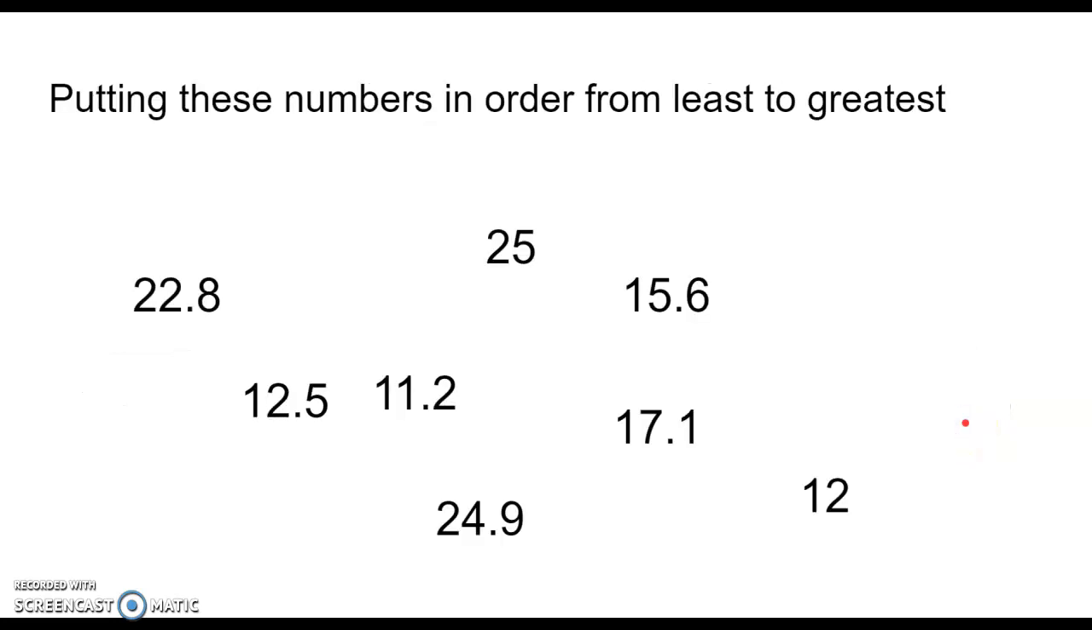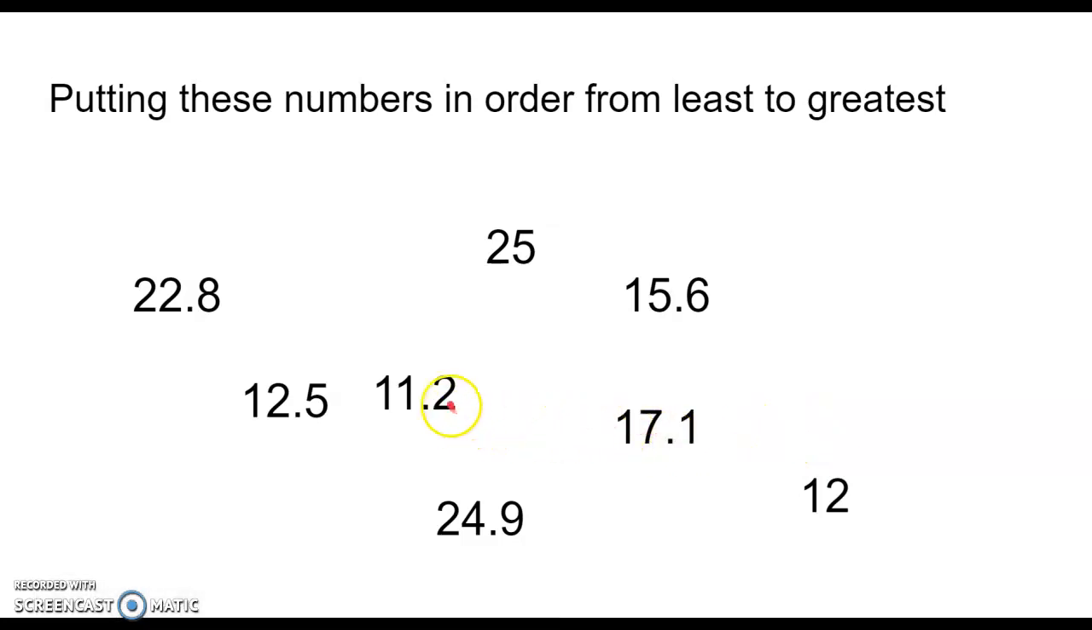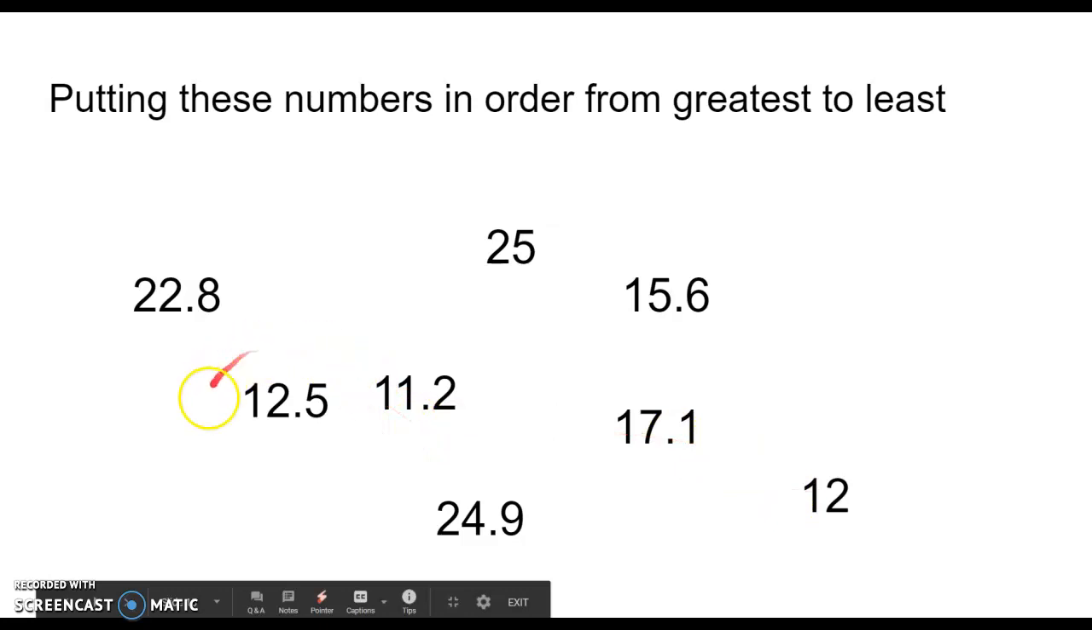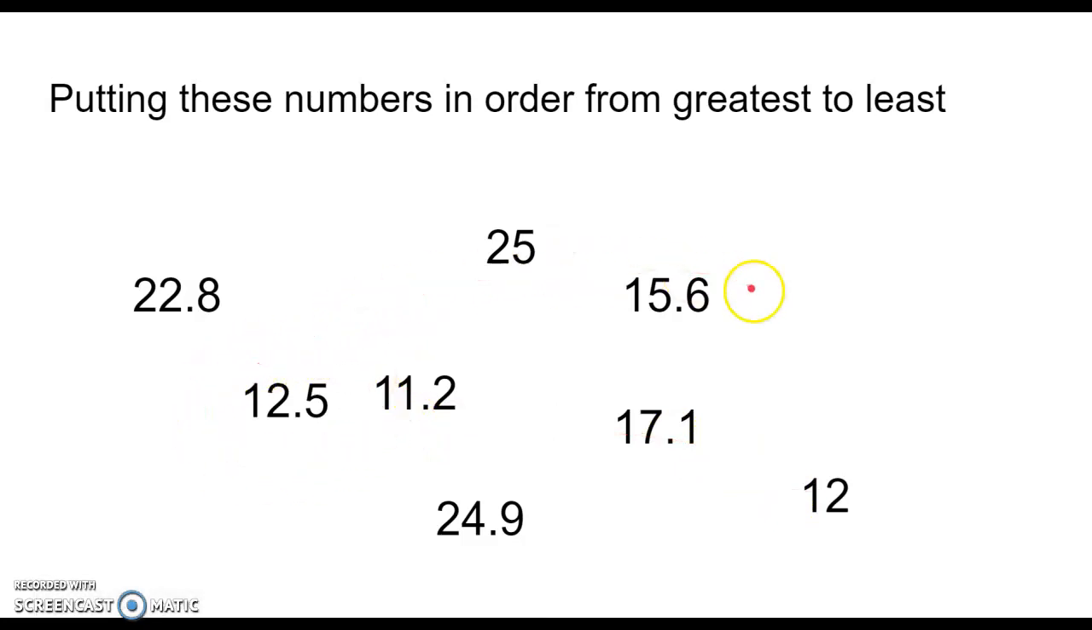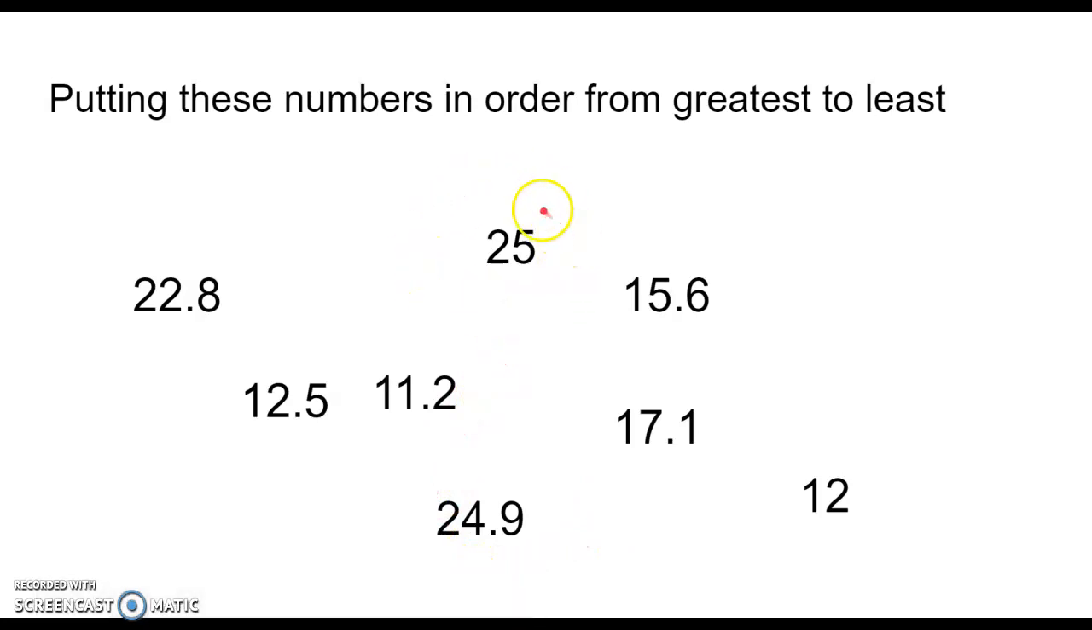And then we also worked with putting the numbers from least to greatest. So we would look through all of these numbers and figure out which one was the smallest, which would be 11.2. So 11.2 would be all the way over here on the number line. And then we would go to 12, to 12.5, to 15.6, to 17.1, to 22.8, to 24.9, and then ending with 25.